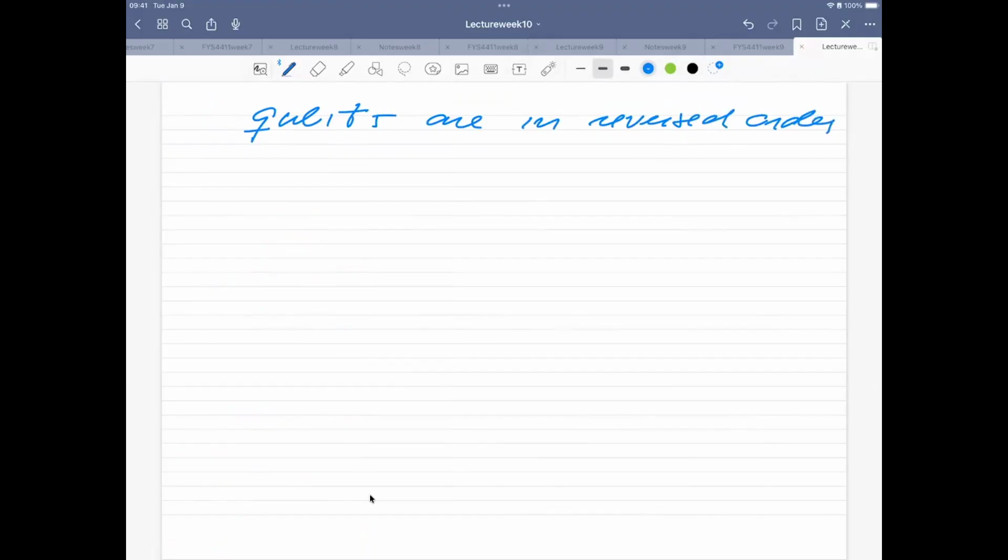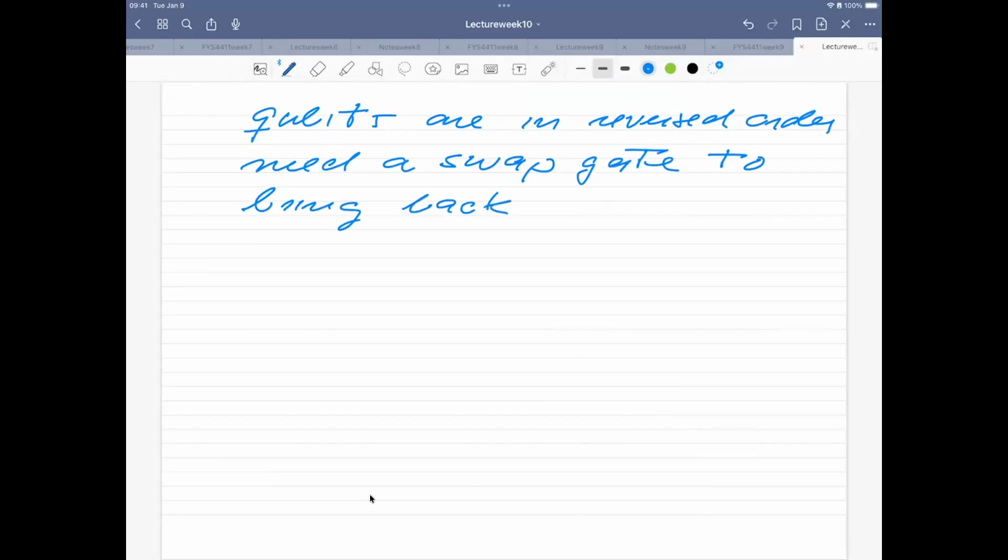So what we need then is a swap gate to bring back the order which we want to have, from what we will get as K1, K0. This is what we want, because we are going to get K0 and K1. So that restores the conventional most significant to the least significant ordering.